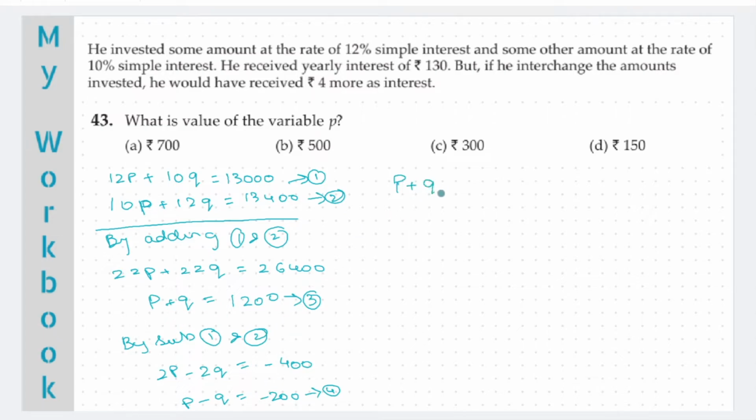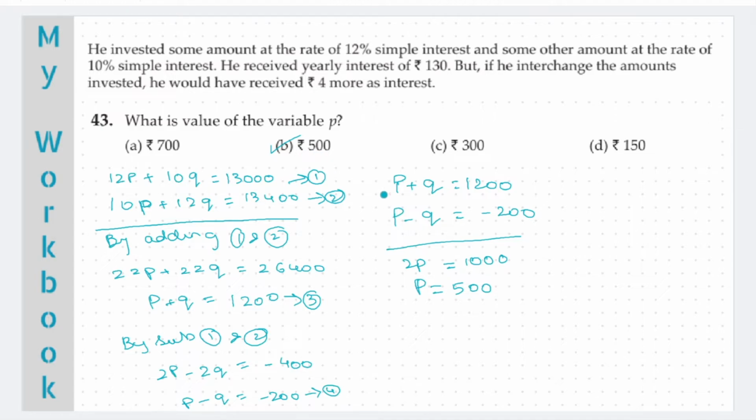P plus Q is 1200. P minus Q is minus 200. So if we simply add both, the Qs will get cancelled and 2P is equal to 1000. So P will be 500. So option B, P 500 is the correct answer.